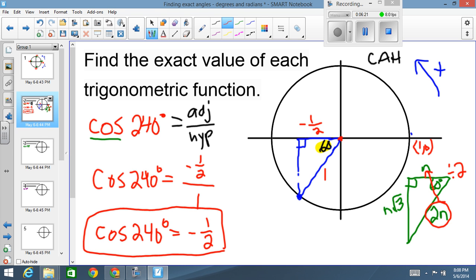Now, for the sake of just finishing up this unit circle, because we're going to need to do this soon, I also want to mention the fact that once you have your shortest side, to get your longest side, you just multiply by the square root of 3.